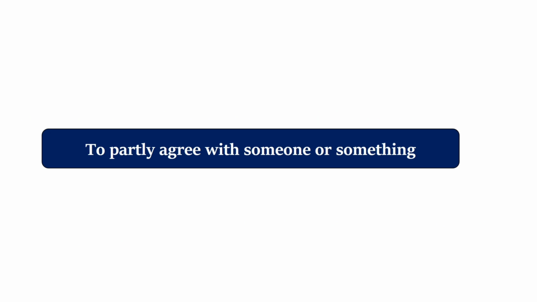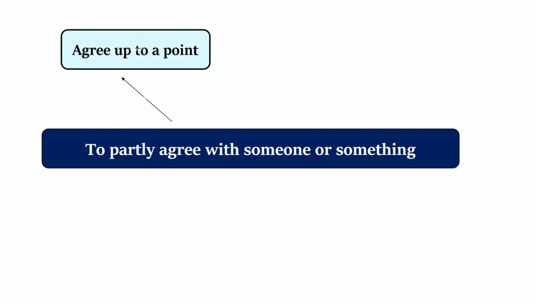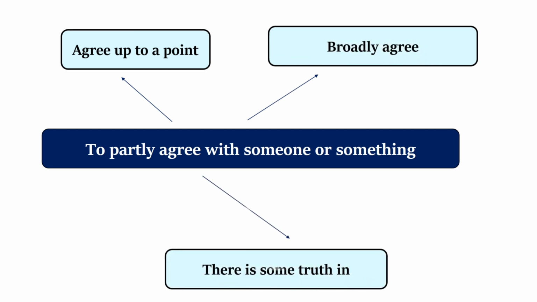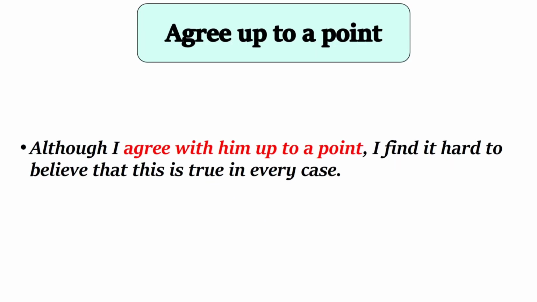Sometimes we partly agree with someone or something. In this case we use these phrases. Agree up to a point. Broadly agree. There is some truth in. Agree up to a point. Example. Although I agree with him up to a point, I find it hard to believe that this is true in every case.